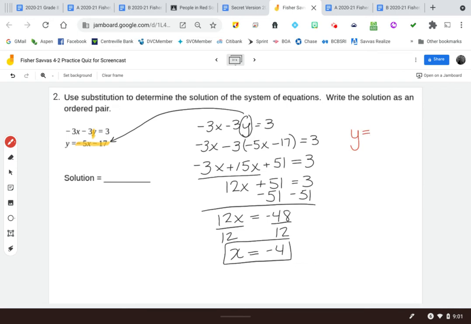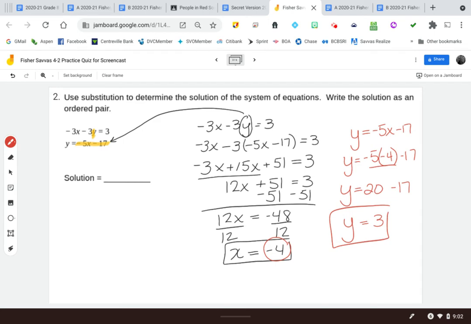And if I just substitute in for x, I'm going to figure out what y is. So I'm going to substitute in negative 4 for x. So I have y equals negative 5 times negative 4 minus 17. Well, negative 5 times negative 4 is positive 20, minus 17. So y is equal to 3. So my solution, written as an ordered pair, my x value is negative 4 and my y value is 3. So I have the point (-4, 3).